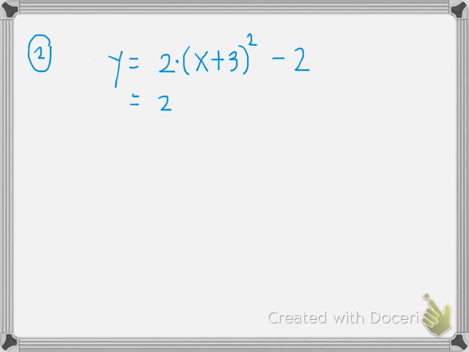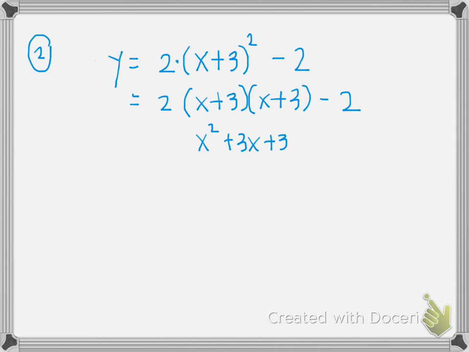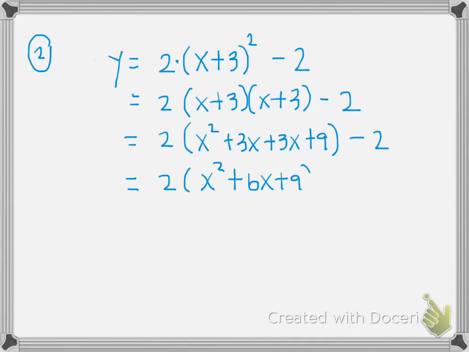Okay, so what you should have done first is do your x plus 3 times your x plus 3. Then multiply it times 2. So x times x gives me an x squared. X times 3 gives me a 3x. 3 times x gives me a 3x. 3 times 3 gives me a 9. Okay, so combine your like terms before you distribute. So that'll be x squared plus 6x plus a 9.